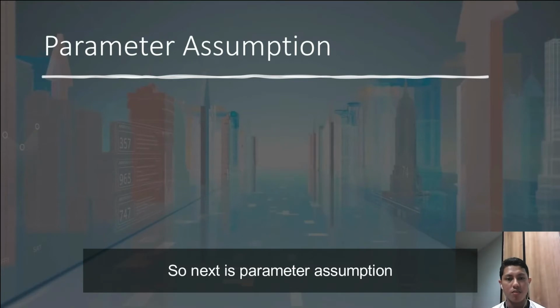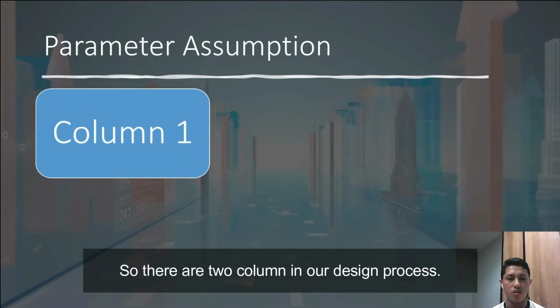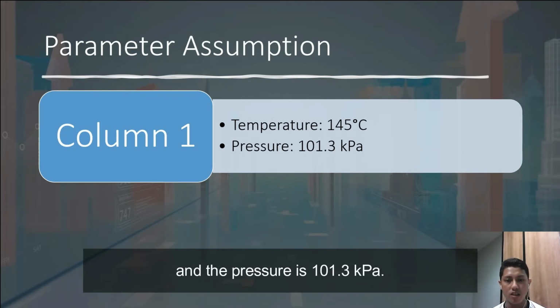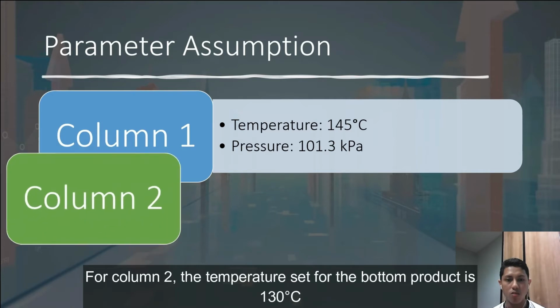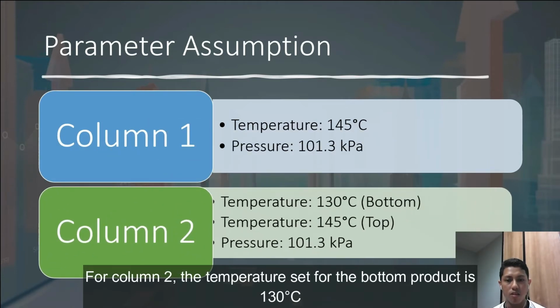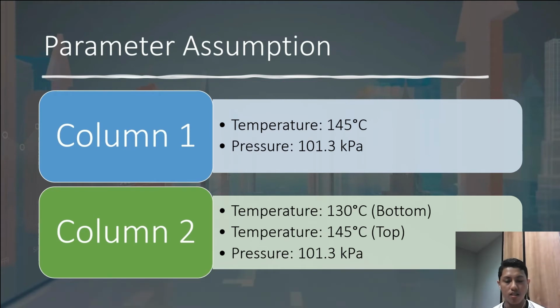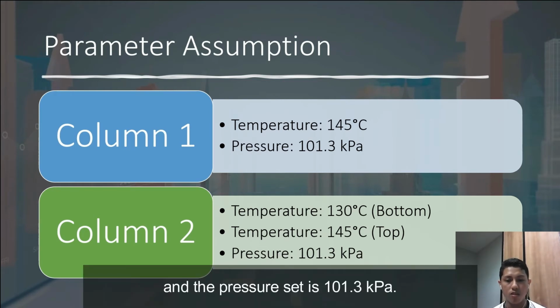So next is the parameter assumption. There are two columns in our design process. For column 1, the temperature set is 145 degrees Celsius and the pressure is 101.3 kPa. For column 2, the temperature set for the bottom product is 130 degrees Celsius and for the top product is 145 degrees Celsius, and the pressure set is 101.3 kPa.